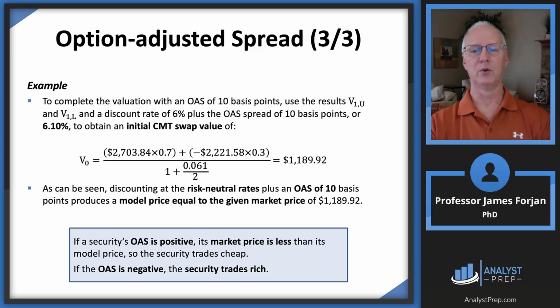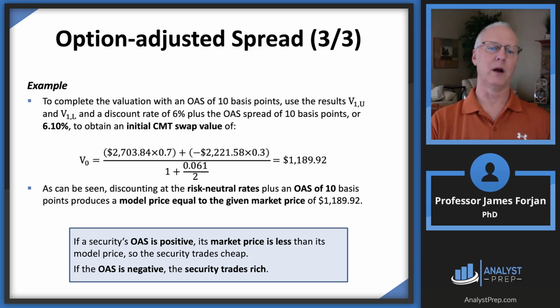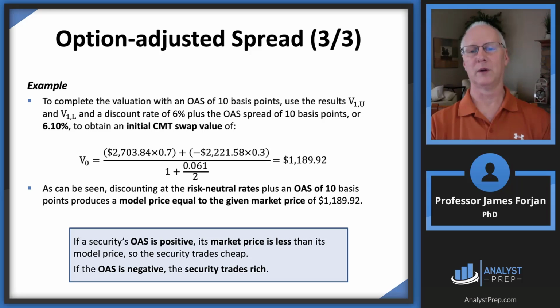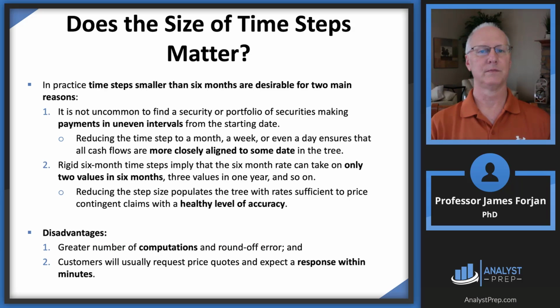So look at that blue box down at the bottom there. The mathematics of this are probably important, but this thing here is probably something that you ought to memorize. If the option adjusted spread is positive, the market price is less than its model price, so we probably want to buy that security. On the other hand, if it's negative, it is trading richly. Maybe we don't want to buy that security, or maybe we'll want to short it.